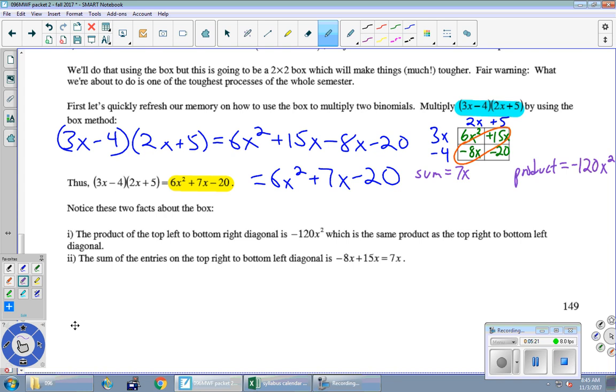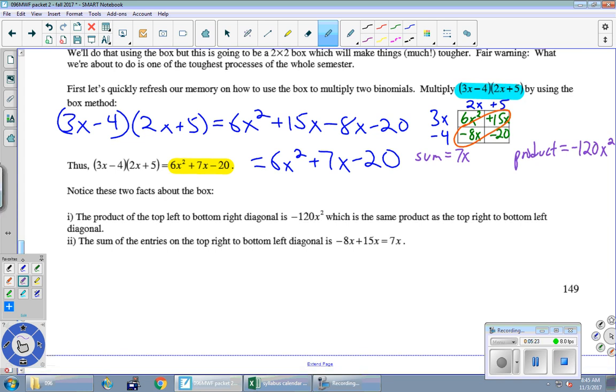Okay, so let's think about this from the perspective of the information that we're given. We're given this thing in yellow, and we're trying to figure out these two things in the parentheses here. So I'm going to make that 2 by 2 box again. You don't have to write this. We're just kind of feeling our way out here. The only information I have is what's in yellow, 6x squared plus 7x minus 20.